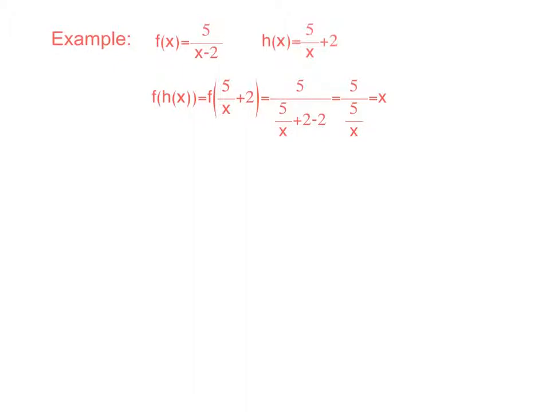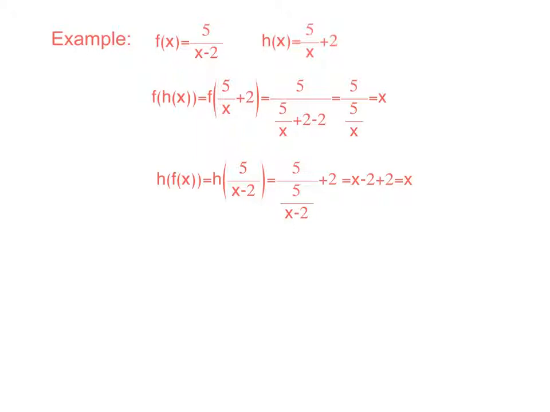So initially let's take f of h of x. So we're going to take h of x, which is 5 over x plus 2, and we're going to substitute it in for x in the function f. So as you can see in the example here, we end up with 5 over x, which ends up being equal to x. Well, we're halfway there. This is equal to x.